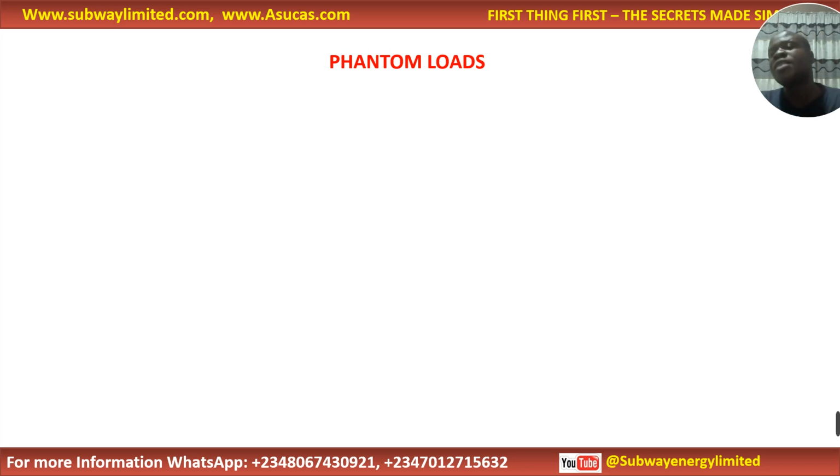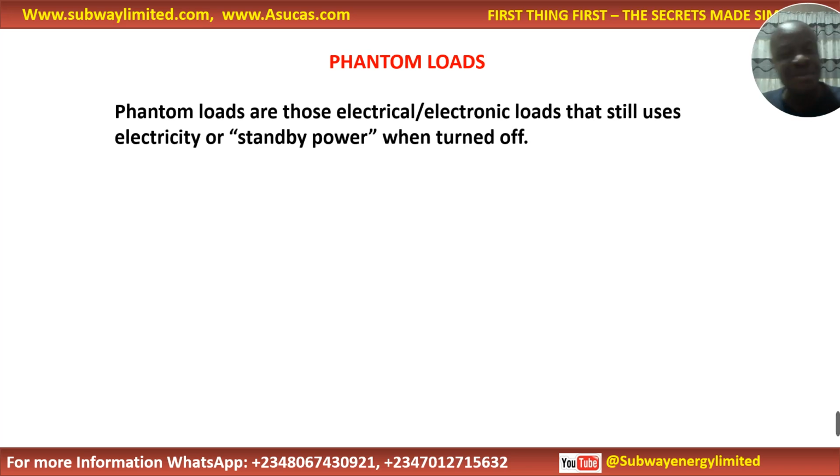Let's take a closer look at phantom loads. Some people call them ghost loads. Some people call them vampire loads. We call them phantom loads, ghost loads, or vampire loads. The day I heard of vampire loads, I was laughing. So phantom loads are those electrical loads that still use electricity, or standby power, when turned off. So even when you shut them down, they still consume power. Were you aware of this? They are called phantom loads.